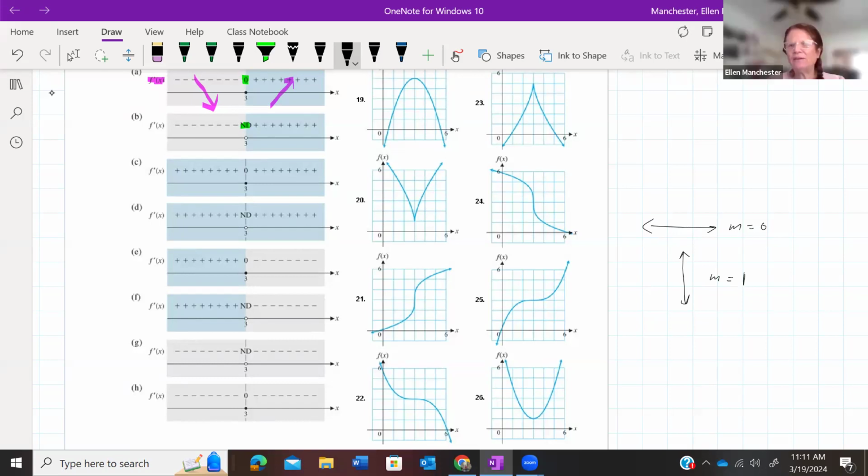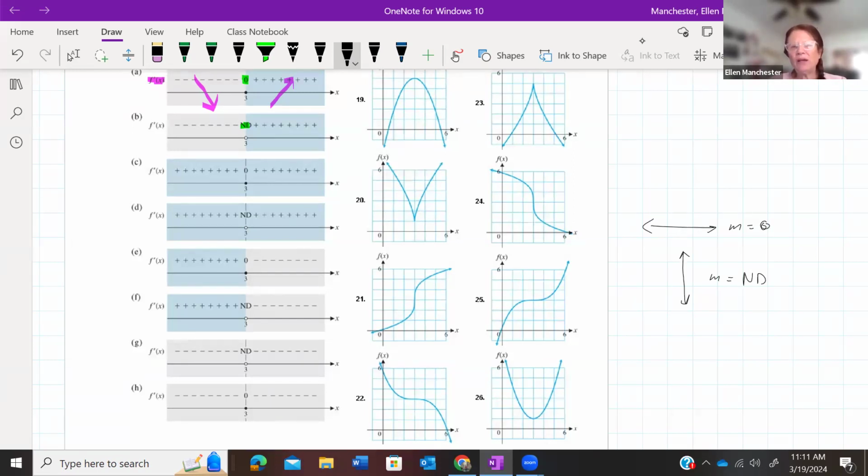And that's what that ND represents. It's considered not defined there. Okay, so again, horizontal line, you have the slope of 0. Vertical line, you have a slope of undefined or ND. Okay, so that's the difference between these two.